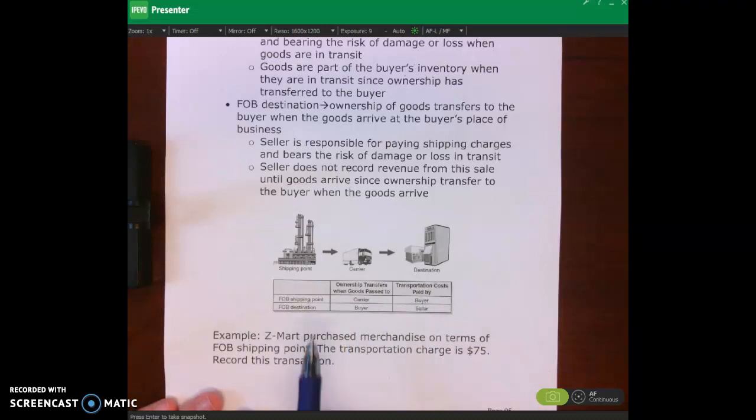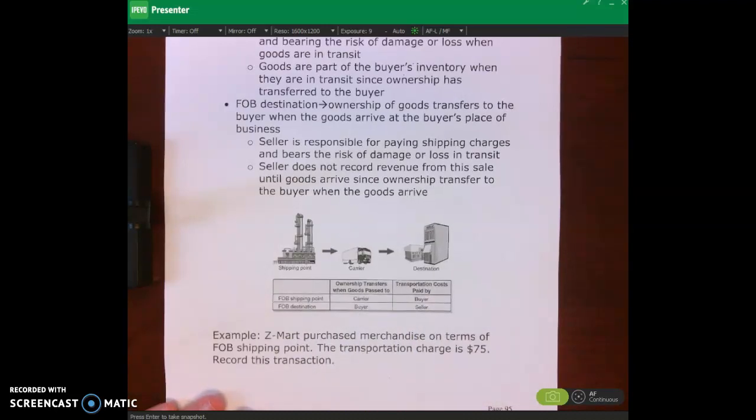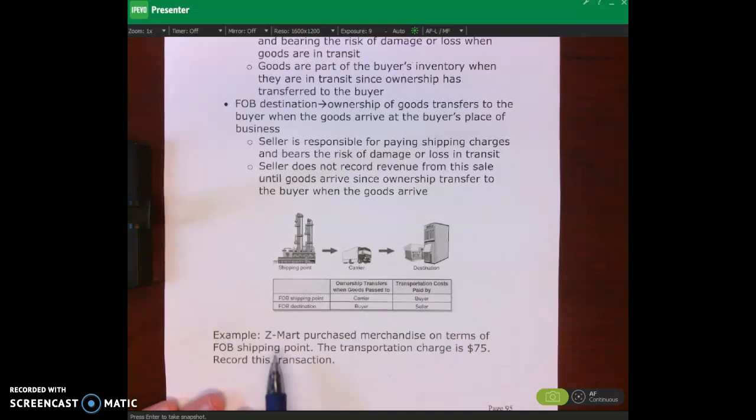So let me repeat that again. With FOB shipping point, the ownership transfers when the goods are passed to the carrier. The transportation costs are paid by the buyer. With FOB destination, the ownership transfers when goods are passed to the buyer, and the transportation costs are paid by the seller.